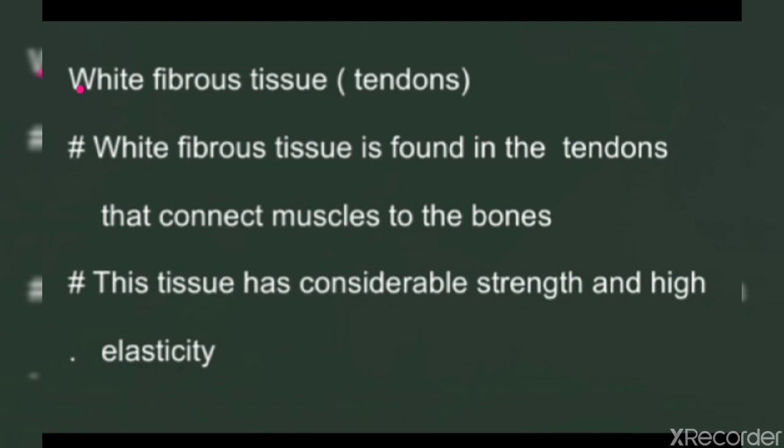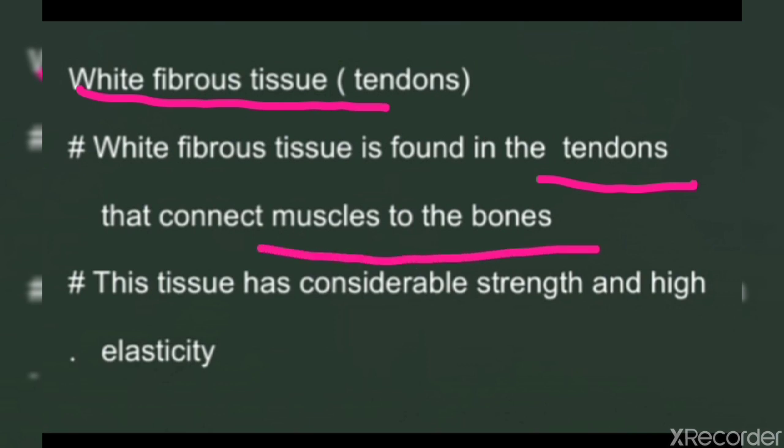Next, white fibrous tissue. This tissue is found in the tendons. And what is the role of the tendons? Tendons connect muscles to the bones. I told you that yellow fibrous tissue is present in ligaments which connect one bone to another bone. But what about tendons? White fibrous tissue is present in tendons which connect muscles to the bones. This tissue has considerable strength and high elasticity.